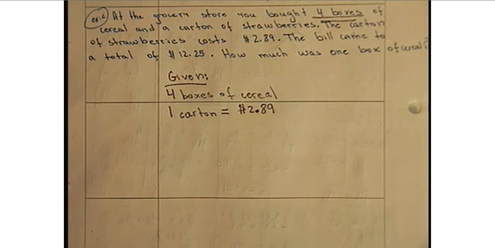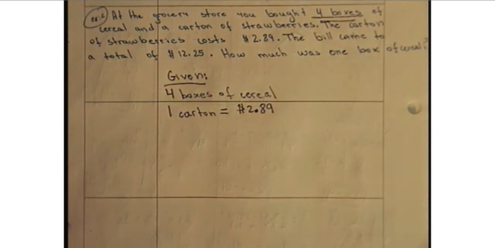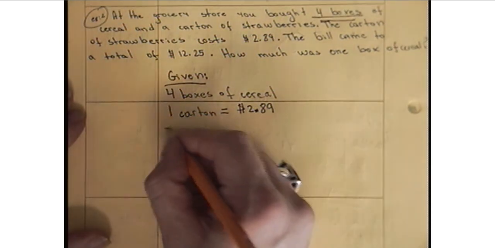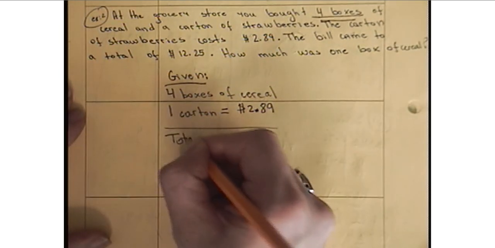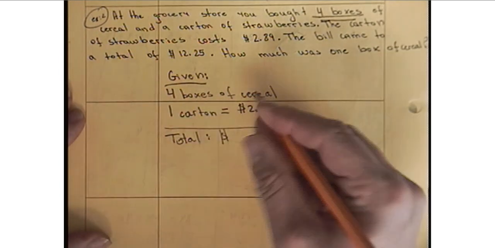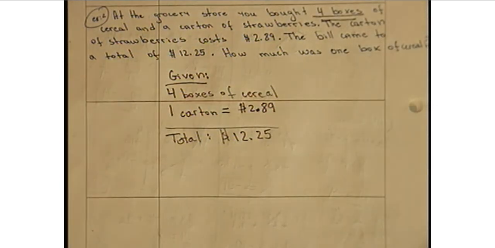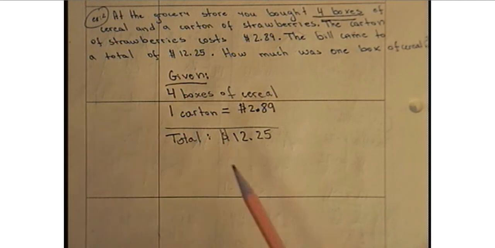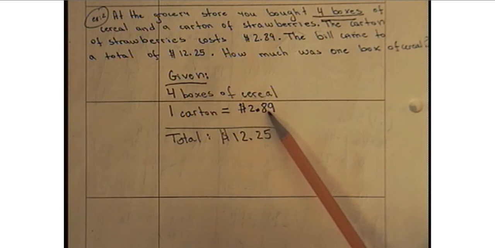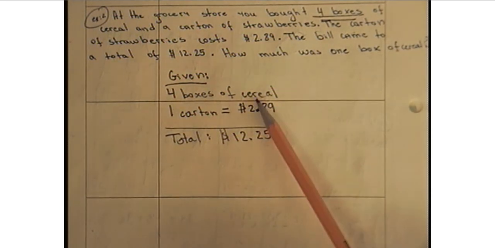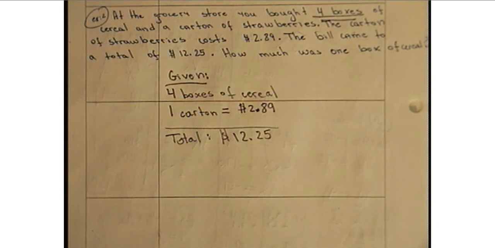So now, how much was 1 box of cereal if you spent total, so we have given total price or total dollar amount that you spent, 12.25. So the question is, how much does the box of cereal cost? So what is 1 box of cereal, the price. And so by knowing the total price, by knowing that 1 carton of strawberries is 2.89, we will be able to calculate how much 1 box of cereal costs.